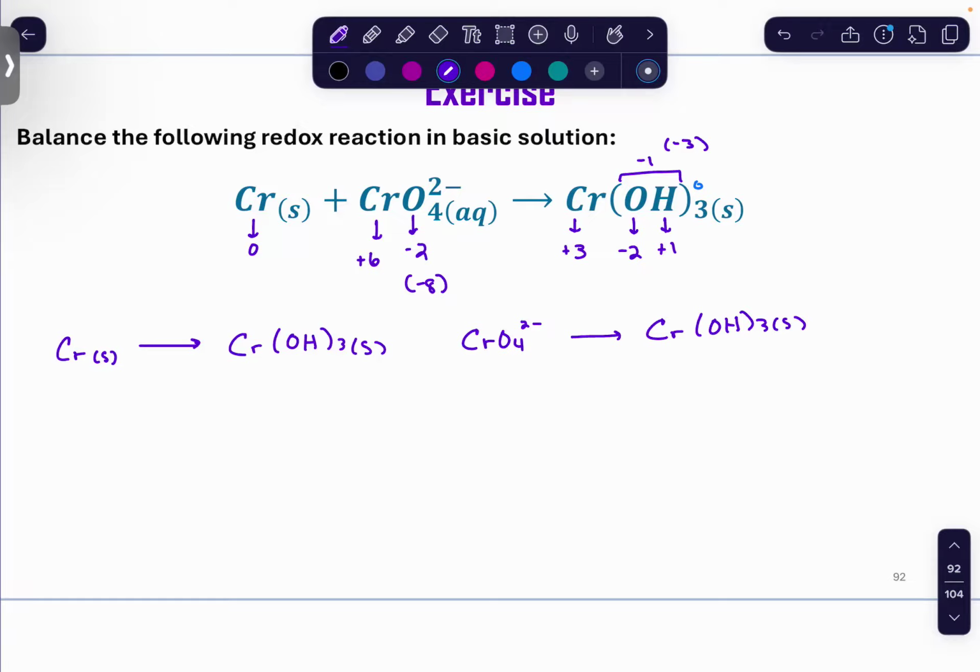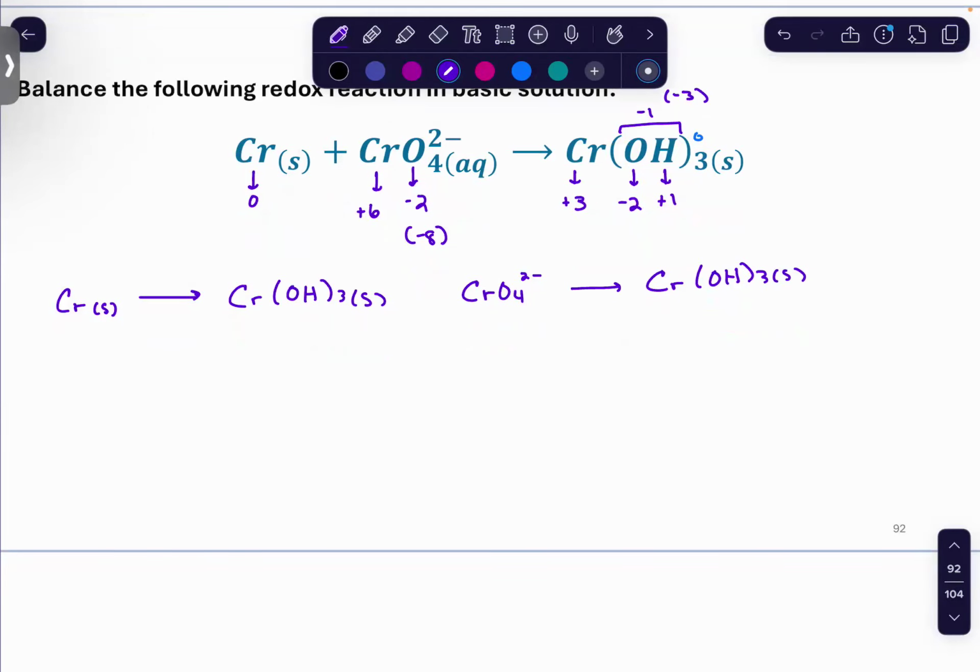It looks a little confusing because you don't have multiple products, but you can have an atom that undergoes both oxidation and reduction in the same reaction. Second step, balance everything other than oxygen and hydrogen. That's already done because you have a chromium and a chromium, 1 and 1. That's already done.